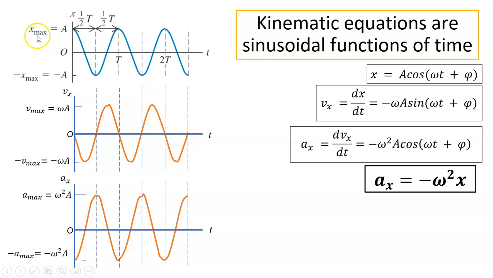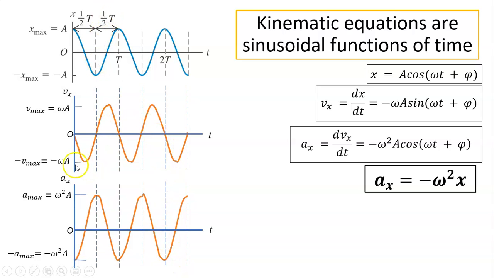Here is the special case when phi equals 0. When phi equals 0, x is just a cosine function. Vx is a negative sine function. Ax is a negative cosine function.